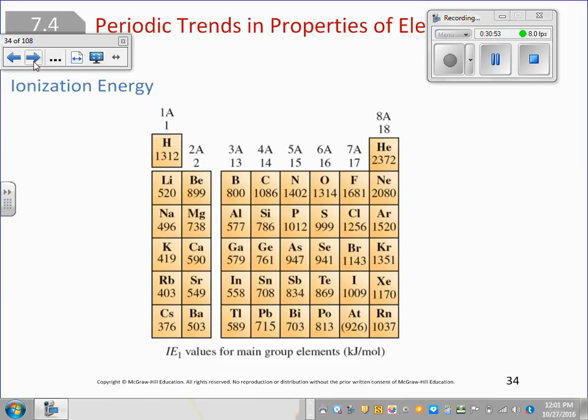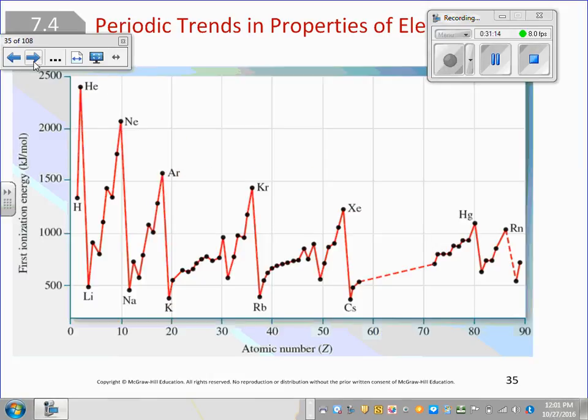So I reach in to pull out that cat. The other cat is going to help me by pushing it. So it's going to take less energy to get that cat out than it would be if it was in the box by itself, which is why it goes down for oxygen. Then it goes back up after that for fluorine and neon. So there is the graph.